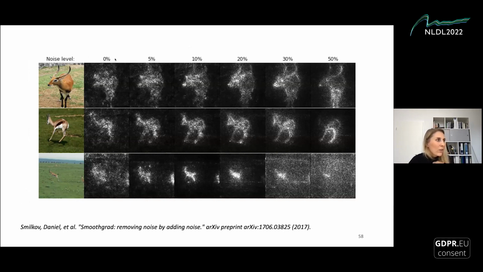Here is the noise level at the top. So 0% noise is added, so it's like the normal absolute gradient explanation. And then they add 5% noise to the input image for maybe 100 images, and then this is the average explanation.